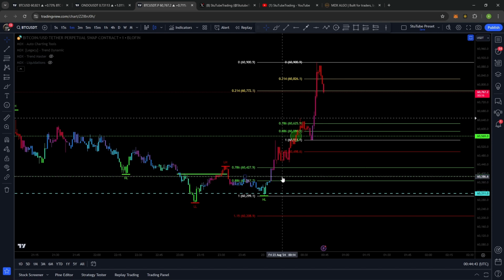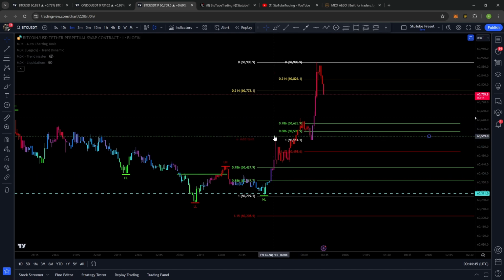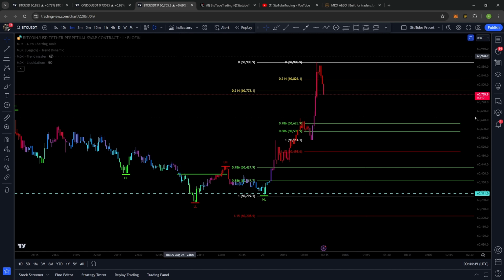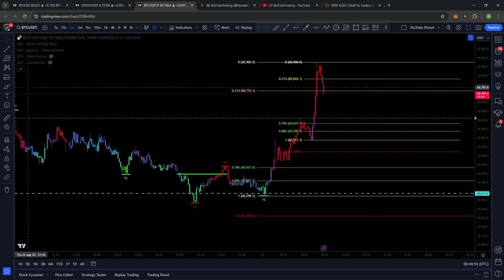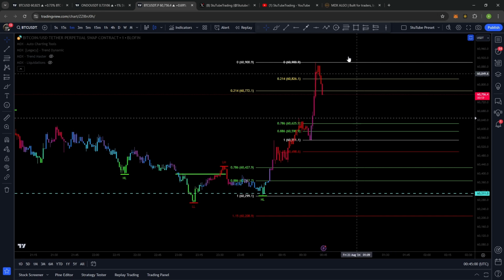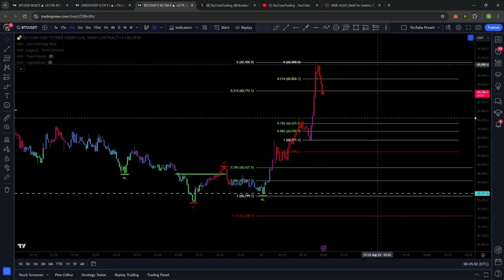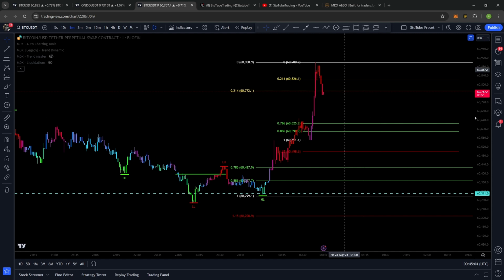Since we already know that those were take profit areas, I am going to remove those just to clean things up a little bit. It does look like we're heading back down towards that level. Whether it holds or not again, I guess we will find out.